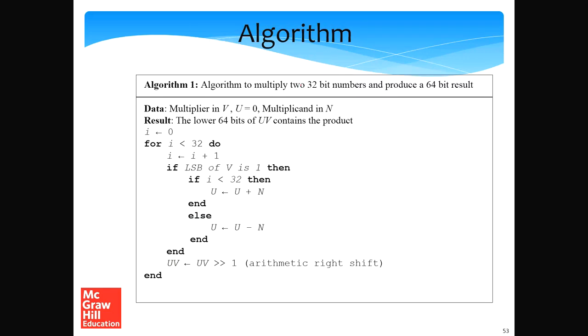So the algorithm is as follows. So we want to multiply two 32-bit numbers and produce a 64-bit result.